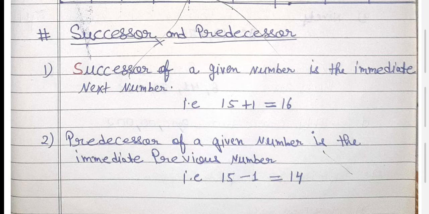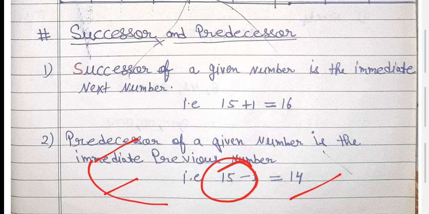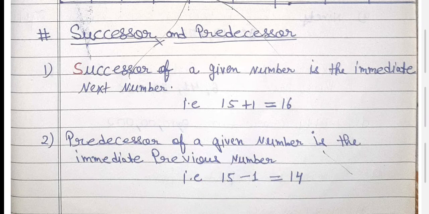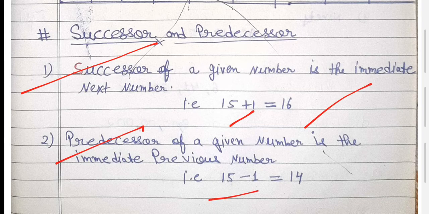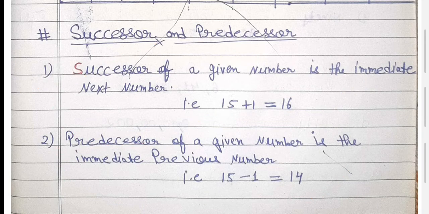Now what are predecessors? Predecessor of a given number is the immediate previous number, the number which comes before that one. So what is the number which comes before 15? That is 14. Or the simple trick is that you subtract 1 from the given number, you will get your answer. So if you find the successor, you add 1 to the given number, and if you find the predecessor, then subtract 1 from the given number. So the successor of 15 is 16, and the predecessor of 15 is 14. It is your answer. Now come to the exercise.